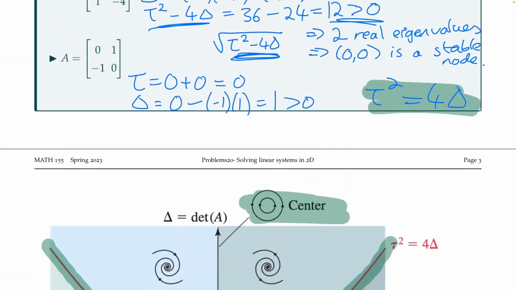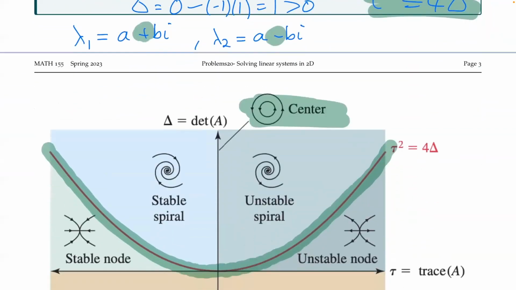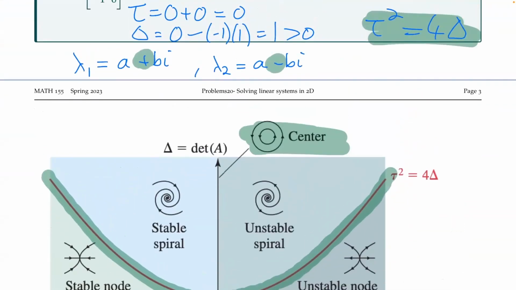Someone asked about whether we can ever have one complex eigenvalue. The answer is no. If we have complex eigenvalues, they always appear in pairs. So if you have lambda 1 is equal to a plus bi, lambda 2 is equal to a minus bi. They always appear in these pairs. These are known as complex conjugate pairs, where the imaginary part has a different sign. Any questions about this stuff before we move on?